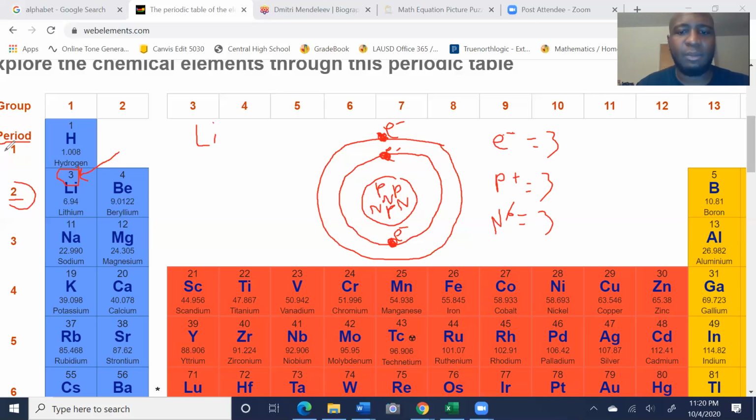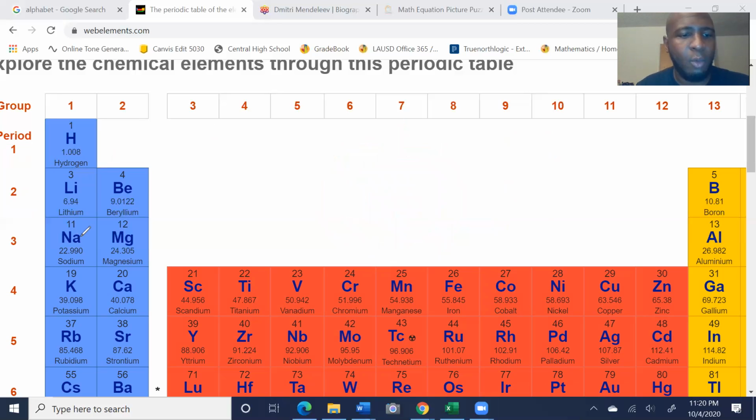I'm going to do one more example so we get the hang of this. Next up, sodium. Why it starts with an N and an A, I have no idea. Notice how the period level, the period's changing. Remember, this tells us how many rings it's going to have. And now it's saying 3.